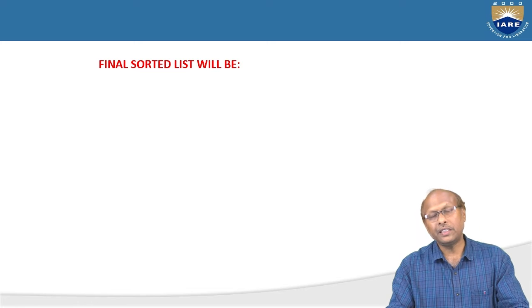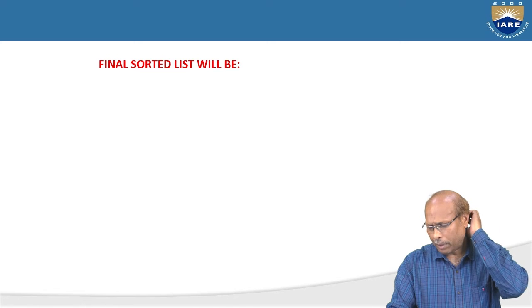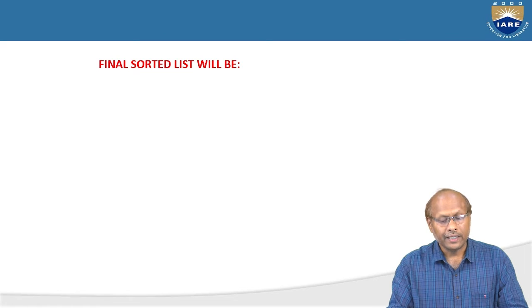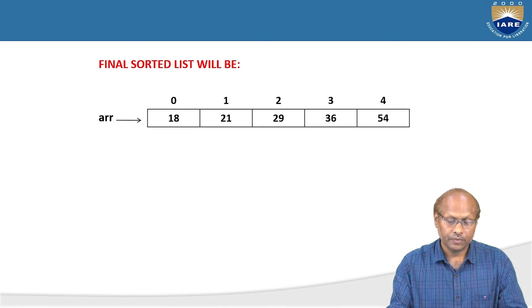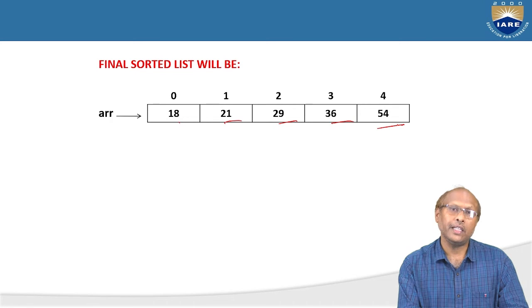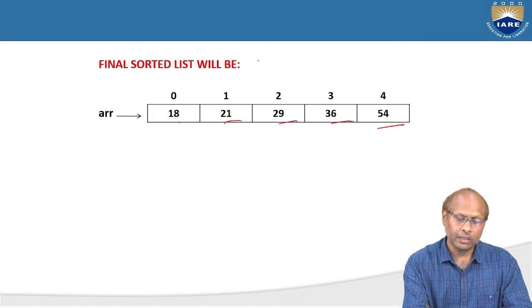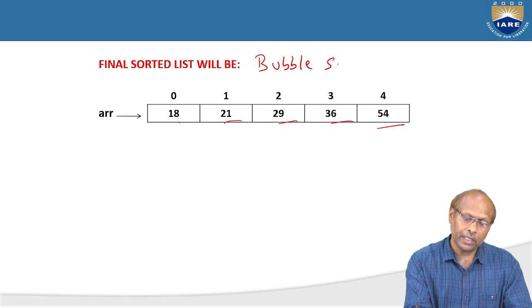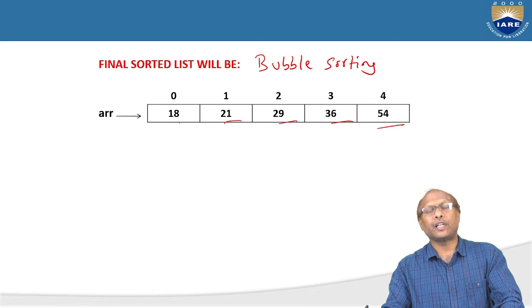So finally, if there are n number of elements, the number of iterations will be n minus 1. And finally, the sorted list will be 18, 21, 29, 36 and 54. This way you are getting the final result using bubble sort. It is one of the simplest sorting algorithms, and in most exams they will ask you to write the bubble sort algorithm.